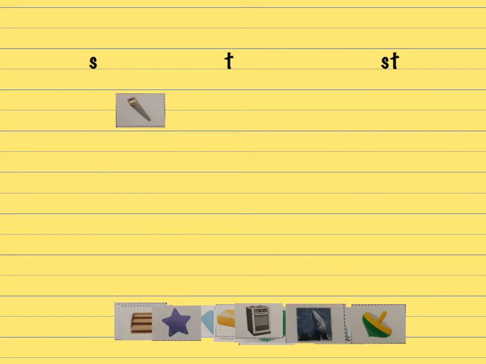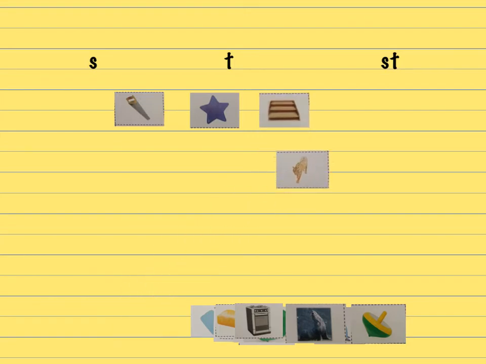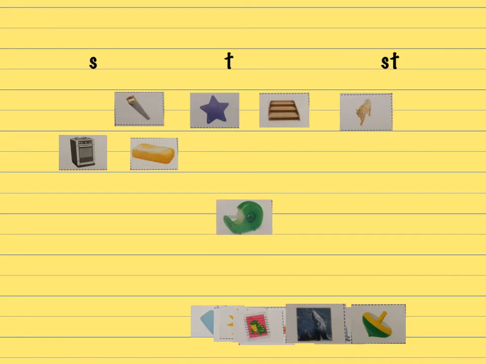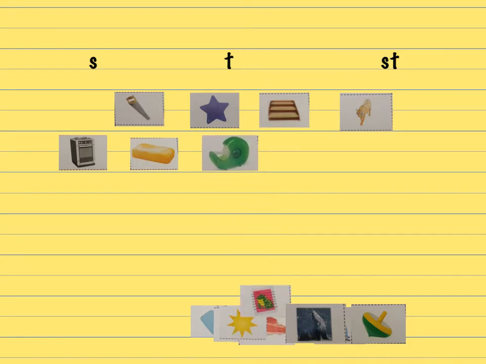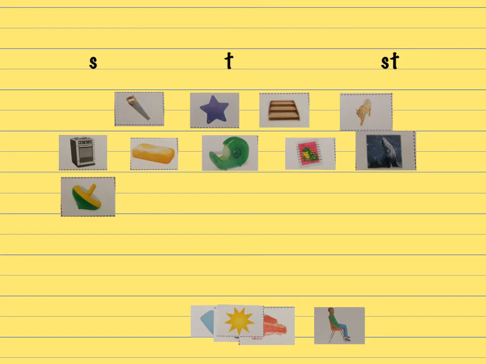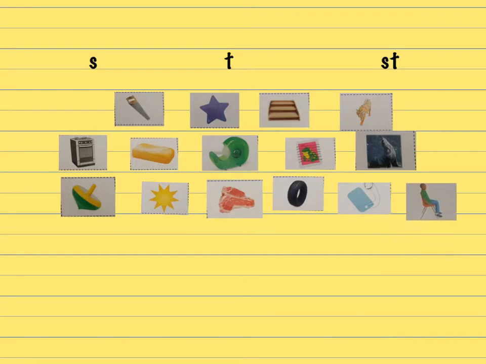Our pieces are a saw, star, stairs, tiger, stove, soap, tape, stamp, seal, top, sun, stake, tire, tag, and sit.